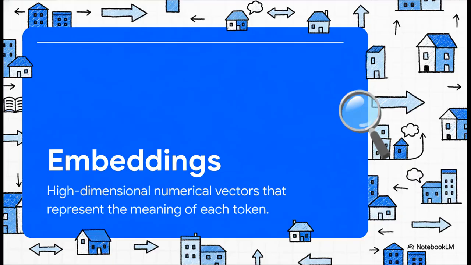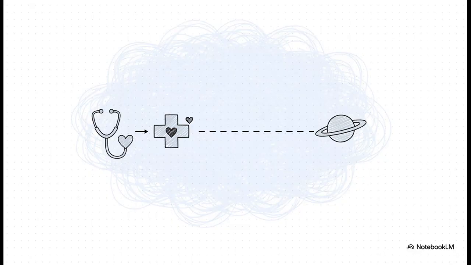This is where something called embeddings comes in. Every single token gets mapped to a long list of numbers. It's called a vector. The best way to picture this is to imagine a giant multidimensional map of meaning. On this map, words with similar meanings are located super close to each other, kind of like friendly neighbors in a huge city.